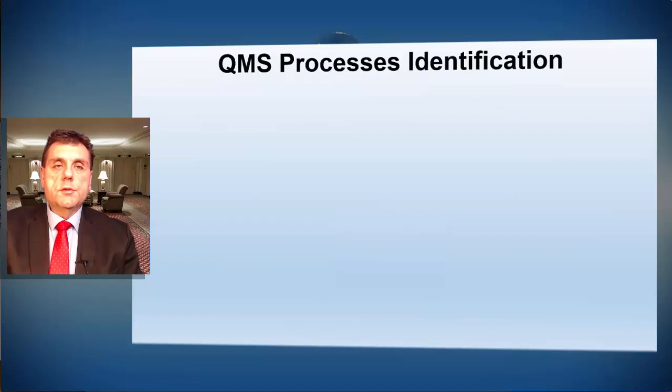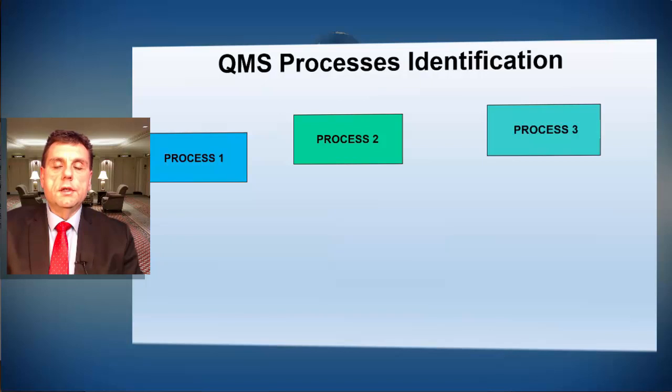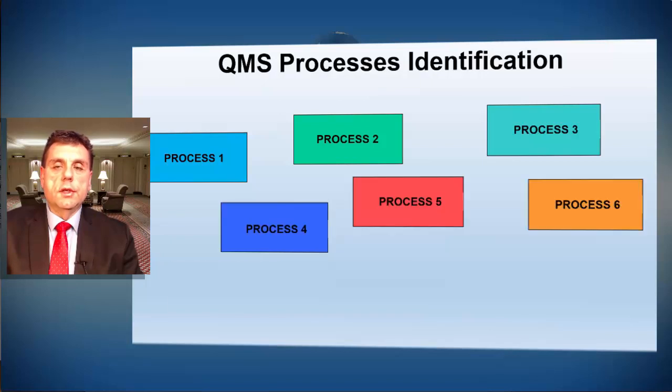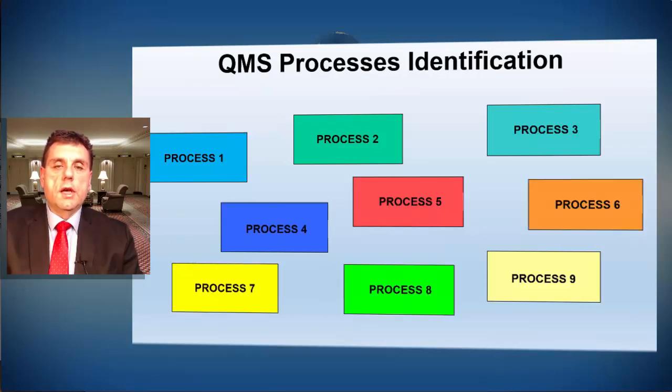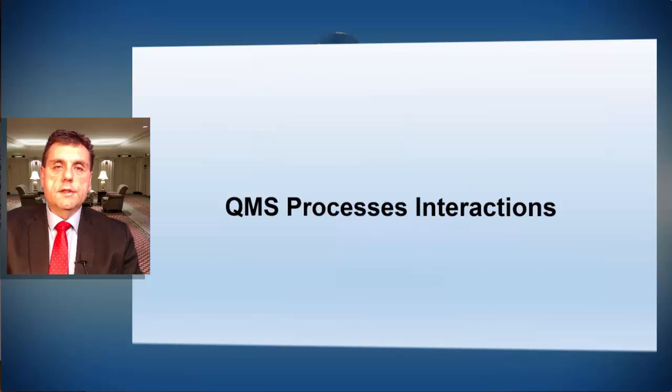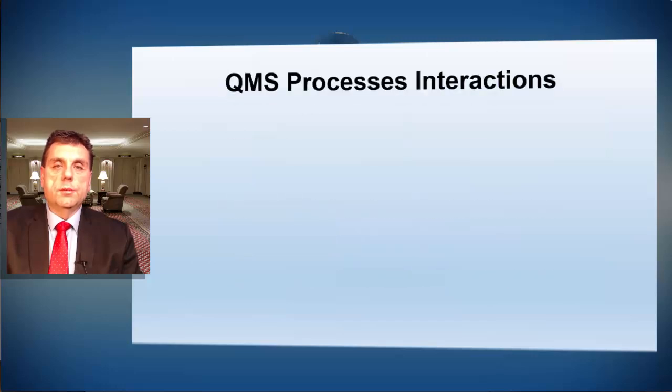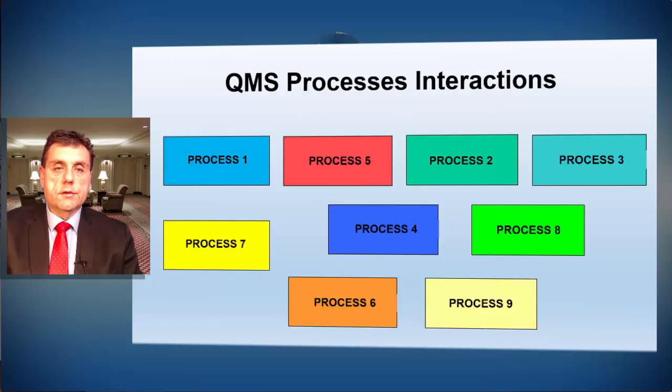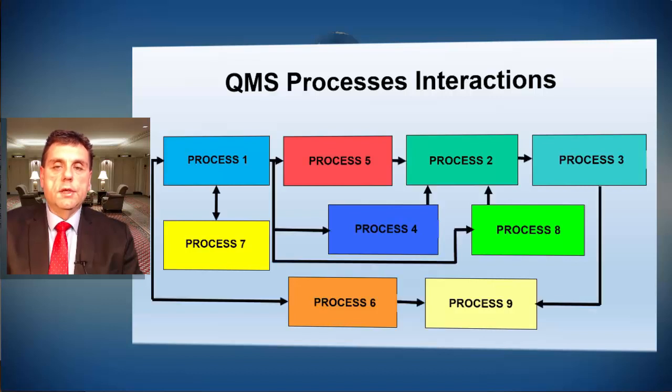So, quality management system processes identification. We have to identify the processes in our organization. Let's say in this case we have 9 different processes that we have identified. So the next step would be to define the processes' interactions. These are the processes that we identified, and we have to find their interactions.